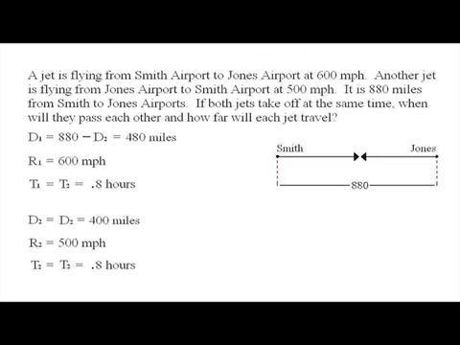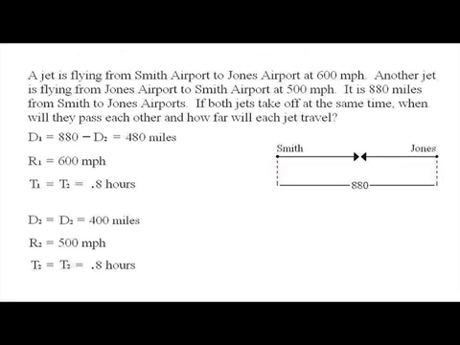Now when you complete your problem, go back and read the question again. If both jets take off at the same time, when will they pass each other? The answer to that question is 0.8 hours. And how far will each jet travel? We have also answered that. 480 miles for the first jet, 400 miles for the second jet.